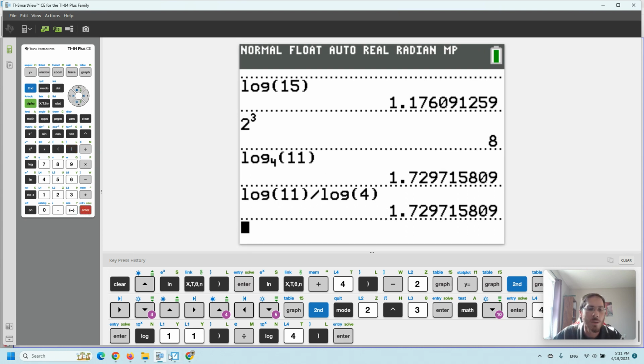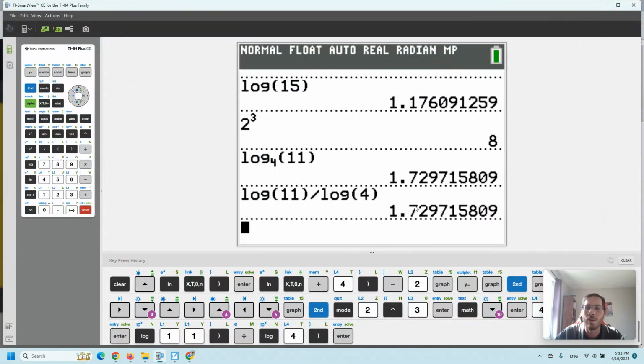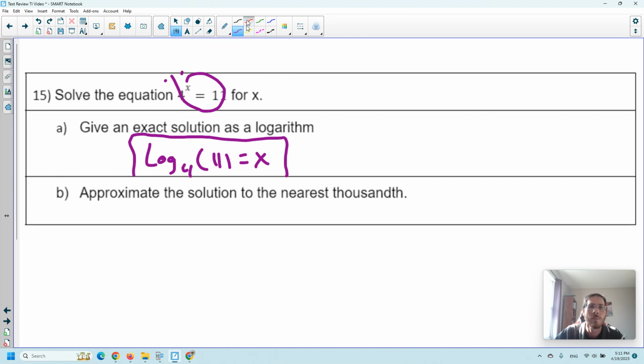1.7297. Where do we have to go to? The nearest thousandth. So that's 10th, 100th, thousandth. So this rounds this up to 10, which means we're going to go 1.730. So just like in science class, it says it's to the nearest thousandth, so that's like 3 sig figs. So we have to do 3 after the decimal point. So that's it. That's 15's done.